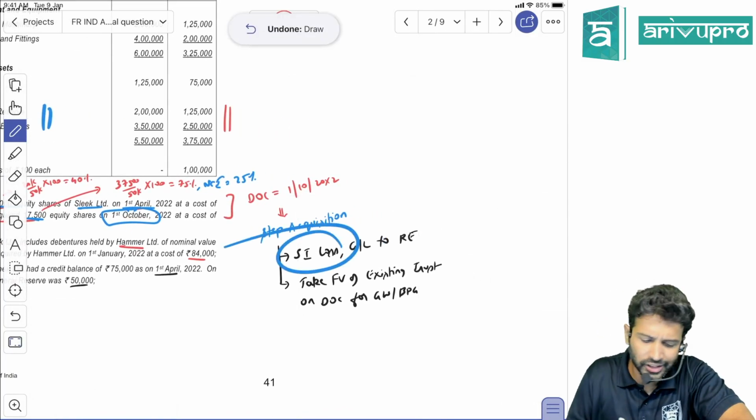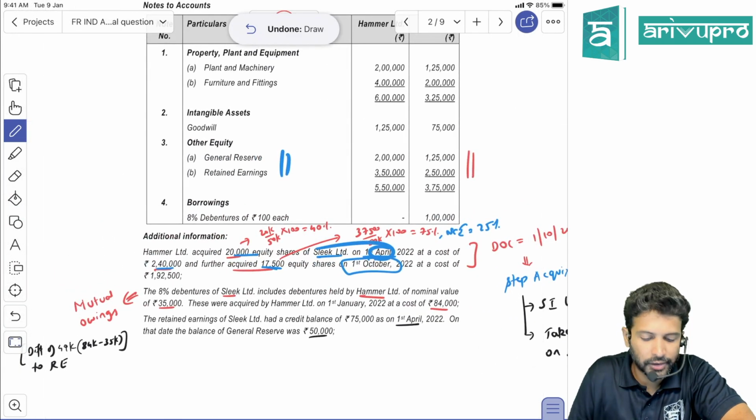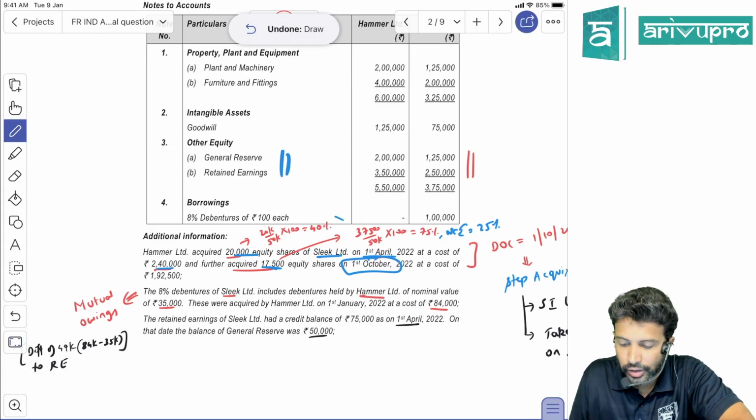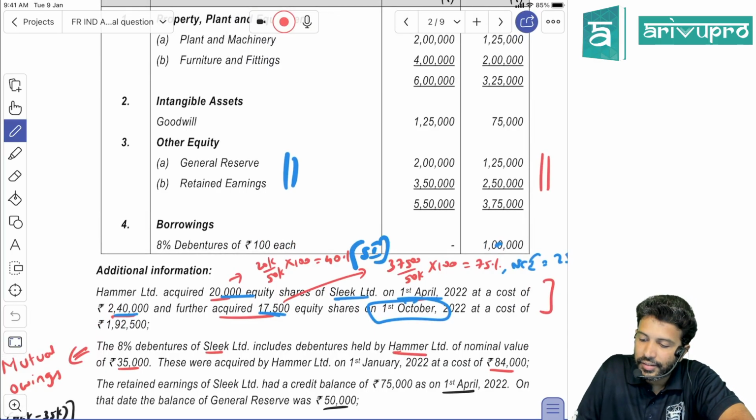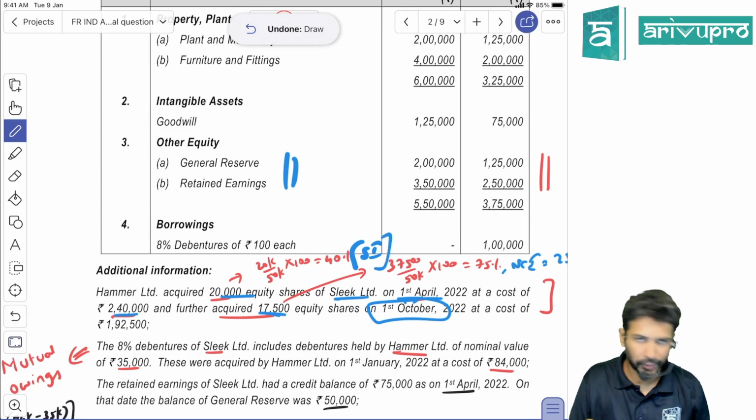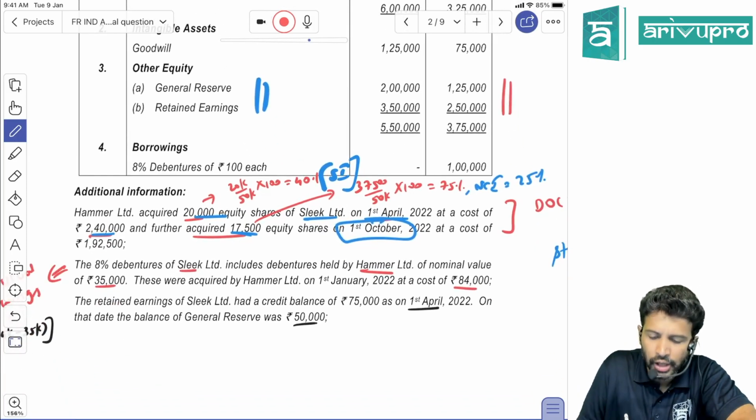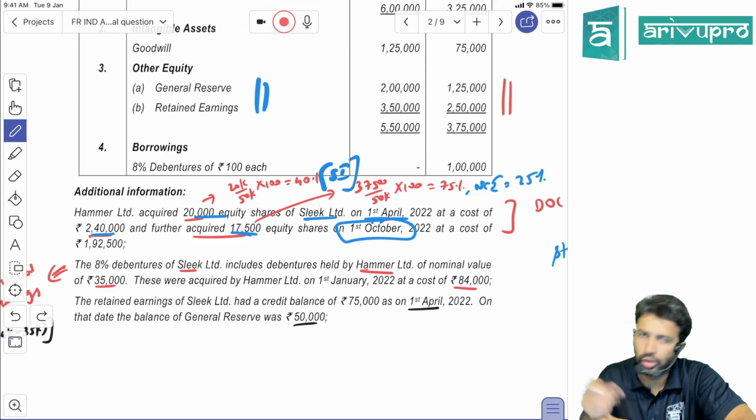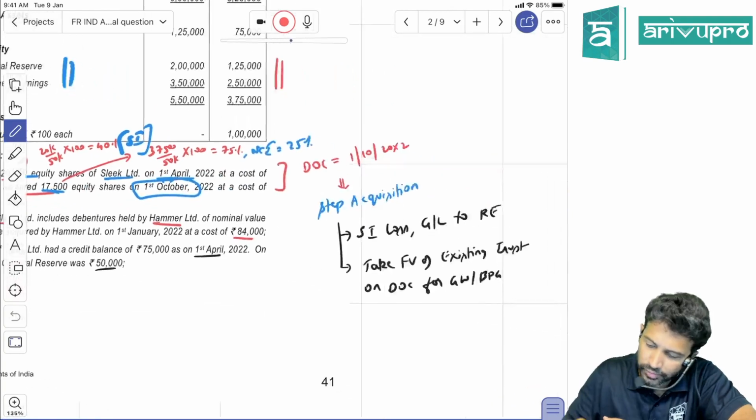Moreover, here you could say that significant influence has been lost also. On 1st April, we had 40%. Now on 1st October, we moved to 75%. At 40%, we had significant influence. Now at 75%, we have control. That means significant influence has been lost and control has been obtained. Whenever this happens, we have to account for the gain or loss. You compare the 240 investment with its fair value on the date of control. If it is more than 240, it's a gain; less than 240, it's a loss. That is one point, which I have written over here.